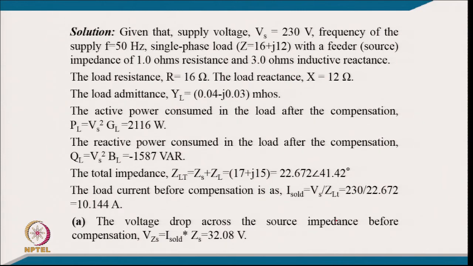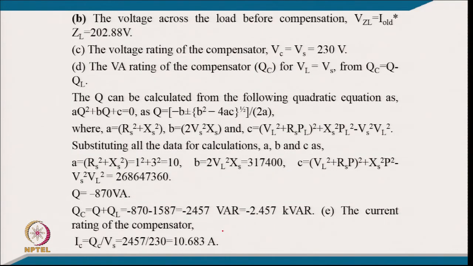From that, we can find the voltage drop across the source impedance before compensation, which is the current multiplied by the source impedance, and the voltage across the load, which is the current drawn from the source multiplied by the load impedance. It comes to 202.88 in place of 230 volt. That voltage reduces because of the source impedance and the lagging power factor load, which give worse voltage regulation. Now, we want the compensator to regulate the voltage at the point of common coupling to the source voltage, that is 230 volt.